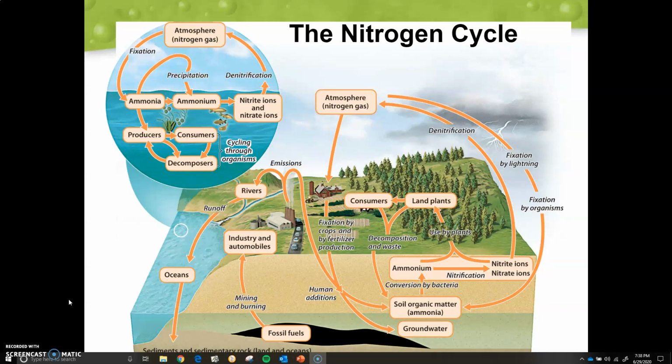The next cycle we're going to talk about is the nitrogen cycle. Same thing, this is going to be a big overview, and then I'm going to talk about it in a simpler image on the next slide. So with nitrogen, nitrogen is going to make up most of our atmosphere.